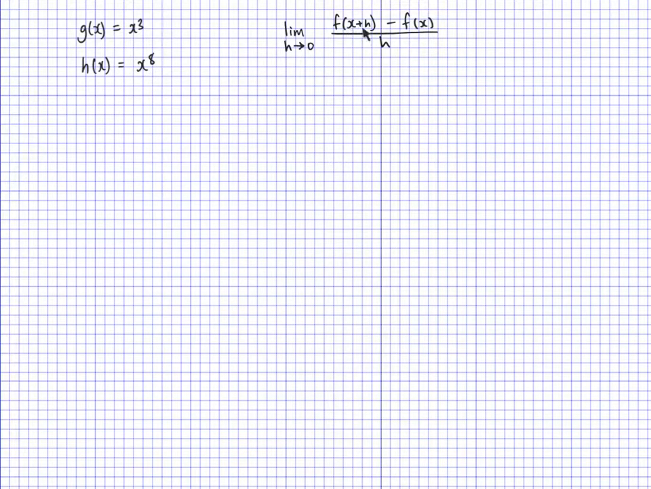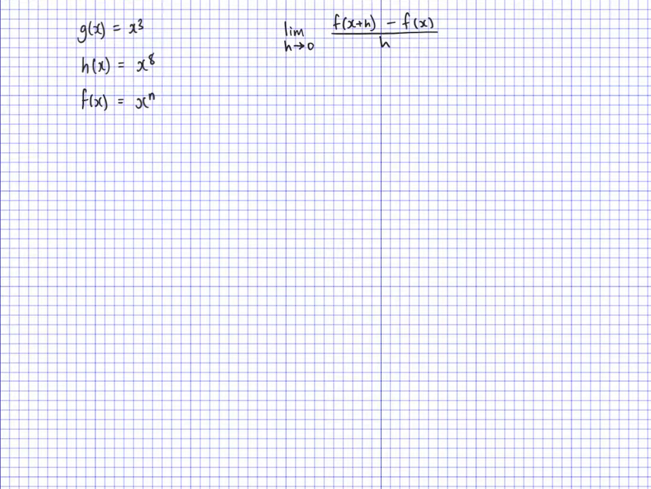Think about what that might be for x to the power of 8. This would have been x plus h to the power of 8, take away x to the power of 8, over h. That would be quite difficult to do, so we need to find a general formula that helps us do that. So let's see what happens when we try f of x is equal to x to the power of n, so any power n, and see if we can get a formula to differentiate any of these functions.